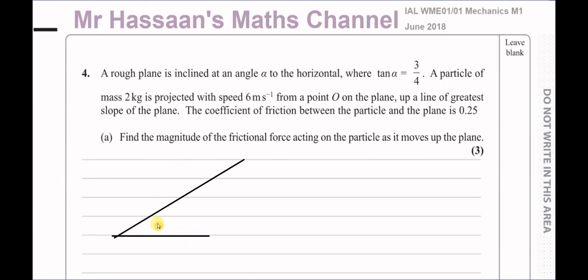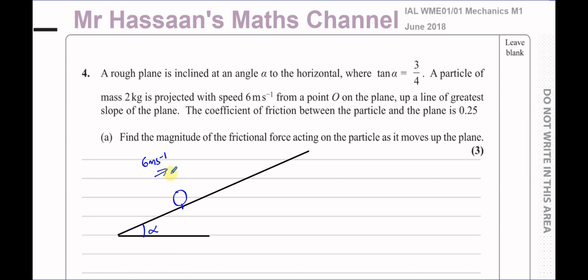Okay, so we don't know what the angle is, but we know the tangent of the angle, because there's a few points that we're going to go through about that. So this is the angle, which is alpha, that's inclined. This is the plane. The tangent of alpha is 3/4, as they told us. Now there's a particle of mass 2 kilograms projected with speed 6 meters per second from a point O on the plane. So let's say this is the point O, and let's say this is the particle. It starts from there. It's a particle of mass 2 kilograms, and the initial speed is 6 meters per second.